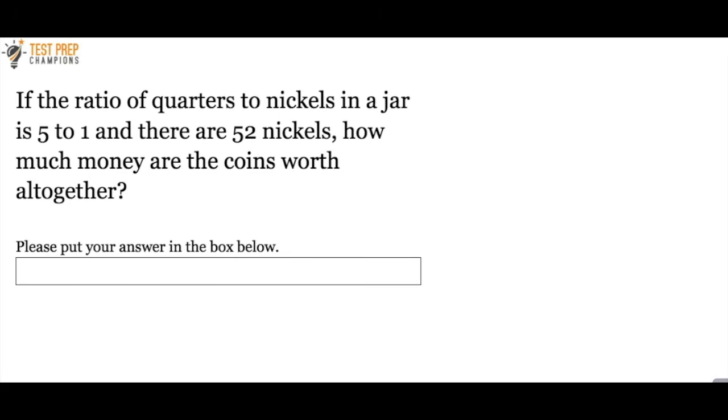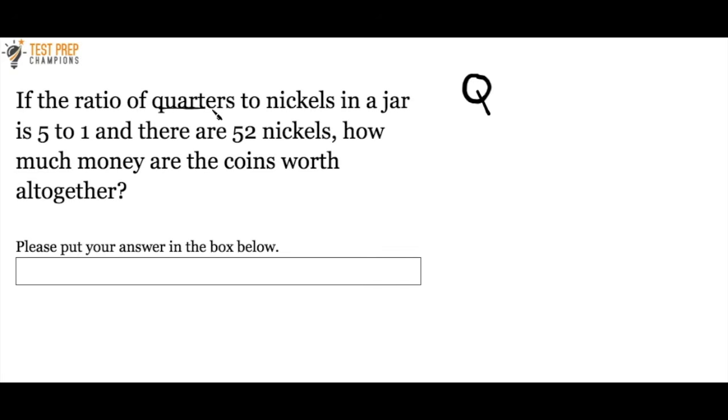If the ratio of quarters to nickels in a jar is 5:1 and there are 52 nickels, how much money are the coins worth altogether? Please put your answer in the box below. So now's your chance to pause the video, try to figure this out, and whenever you're ready, we'll go over the answer. So for any kind of question like this, I always set it up like this.